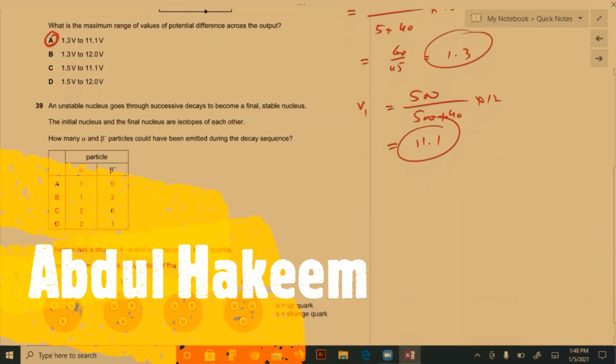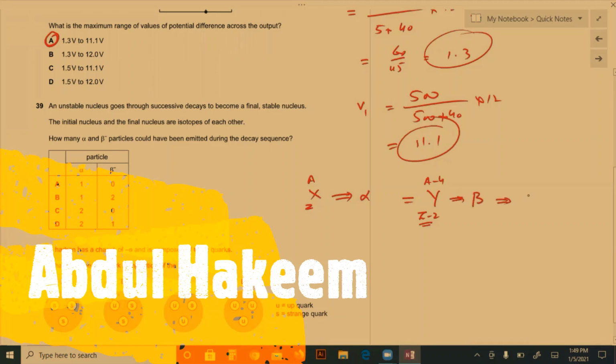Next, 39. An unstable nucleus goes through successive decays to become a final stable nucleus. The initial nucleus and the final nucleus are isotopes of each other, meaning they have the same number of protons. How many alpha and beta particles could have been emitted during this decay? Suppose we have element X with proton number Z and mass number A. When alpha is emitted, it becomes a new one, Z minus 2 and A minus 4. Now we have to make this Z minus 2 into Z again. So beta is emitted first.